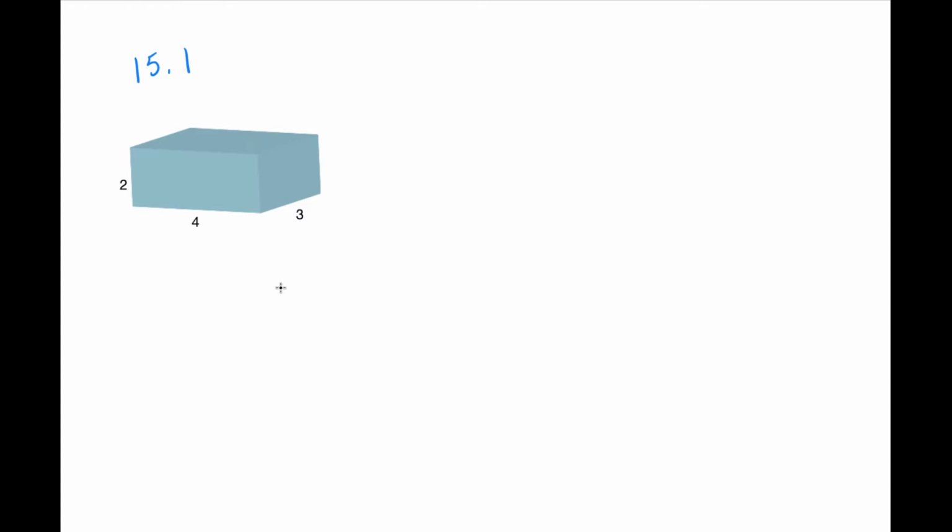Now, specifically, the surface area of a geometric solid is the total area of all exposed surfaces. So, let's write that down. It's very important that you know that. Surface area is the total area of all exposed surfaces. And there is no one formula for this. Instead, it's more of a process.